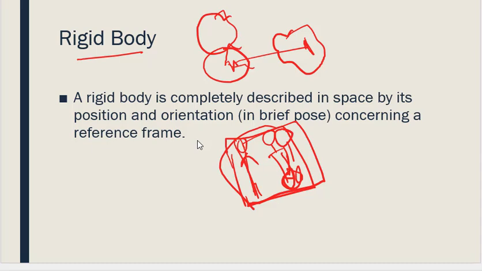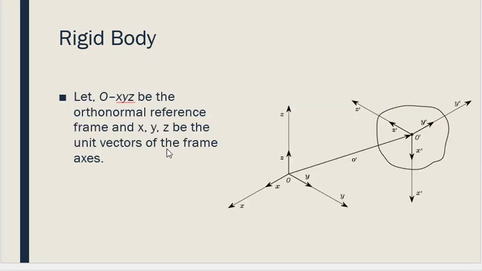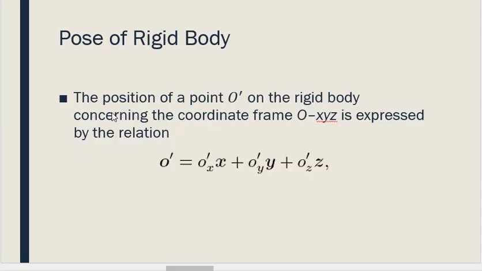A rigid body is completely described in space by its position and orientation with respect to a reference frame. Also, this orientation from this orientation, as orthonormal reference frame x y z, x to x prime: the orientation has changed, but all are the same axes, and this is called the rigid body. Pose of rigid body.